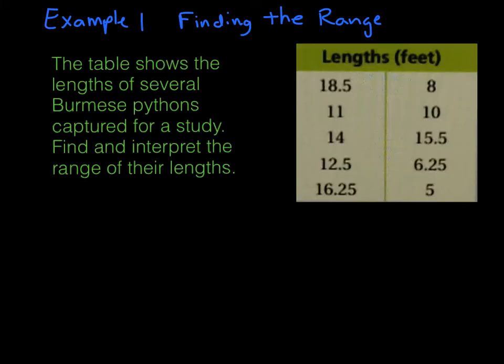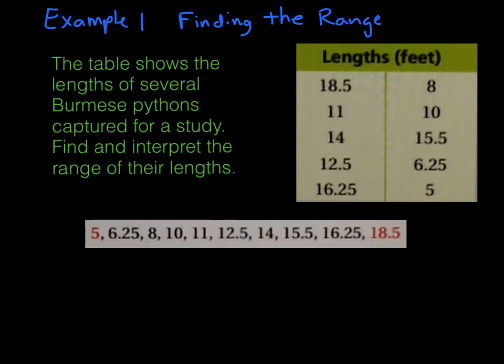Okay, so finding the range of this: the table shows the lengths of several Burmese pythons captured for a study. Find and interpret the range of their lengths. So they give us all this data over here. What we're going to first start off with doing is finding the least and the greatest values, and then we're going to order the lengths from least to greatest, and it will look like this. So our least value happens to be 5, and our greatest value happens to be 18.5. And these are in feet.